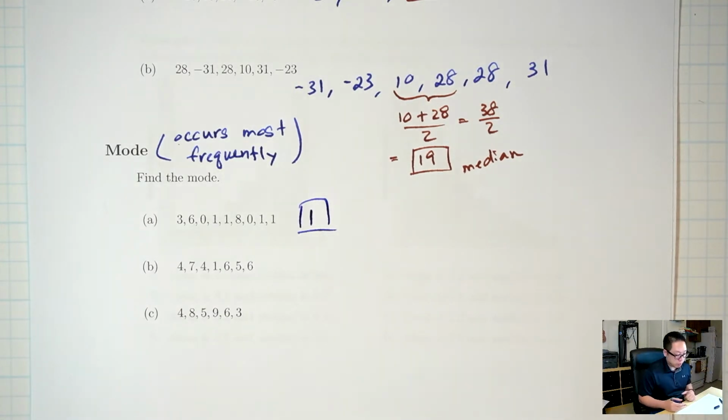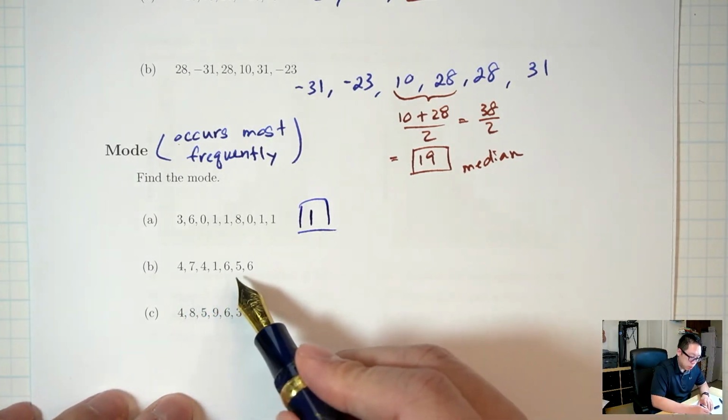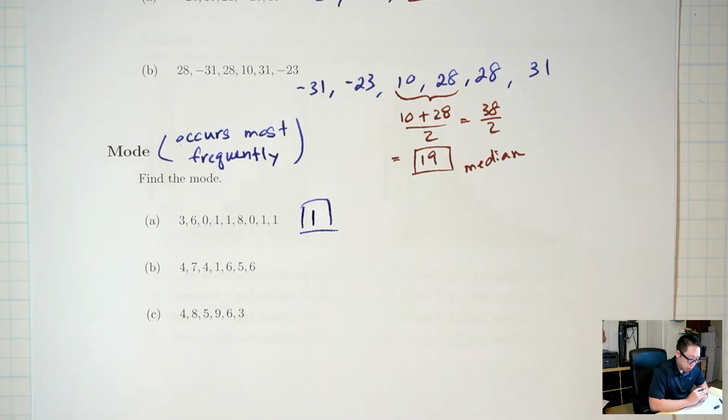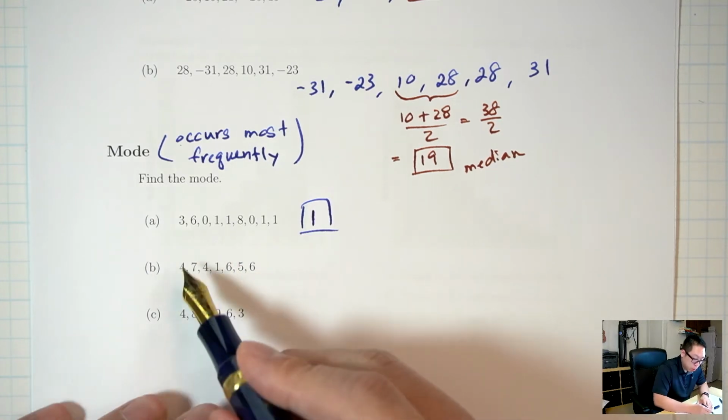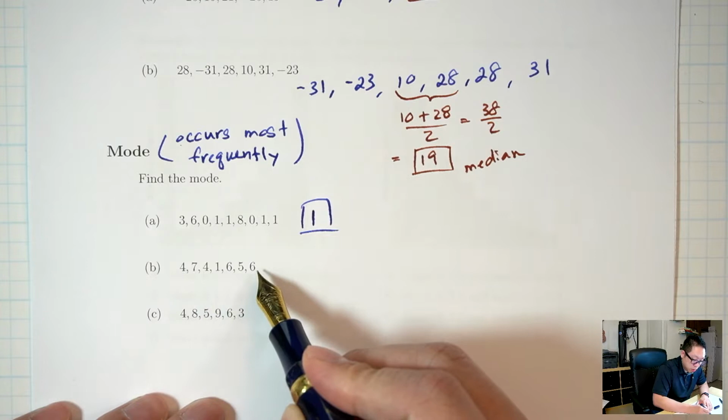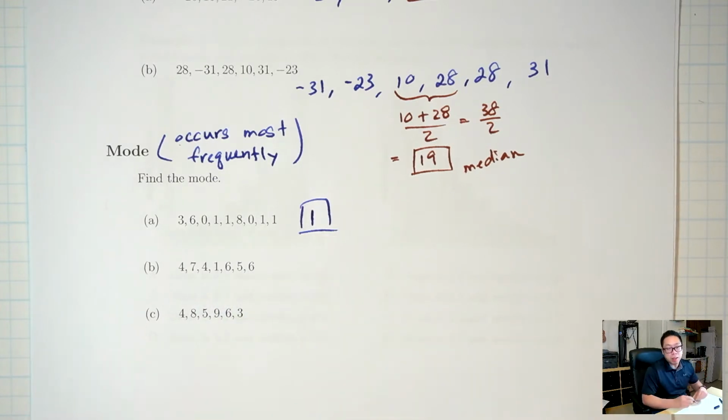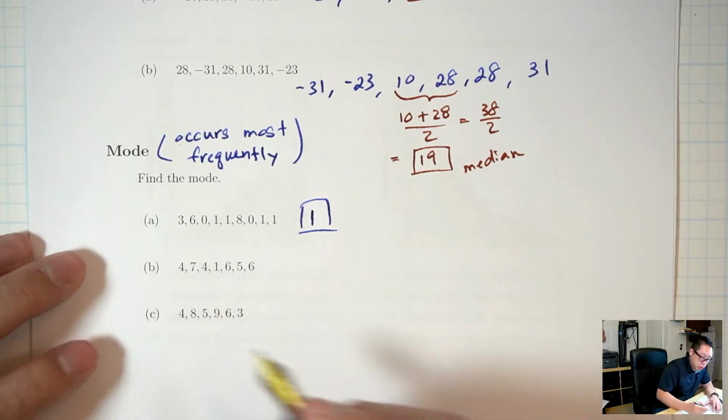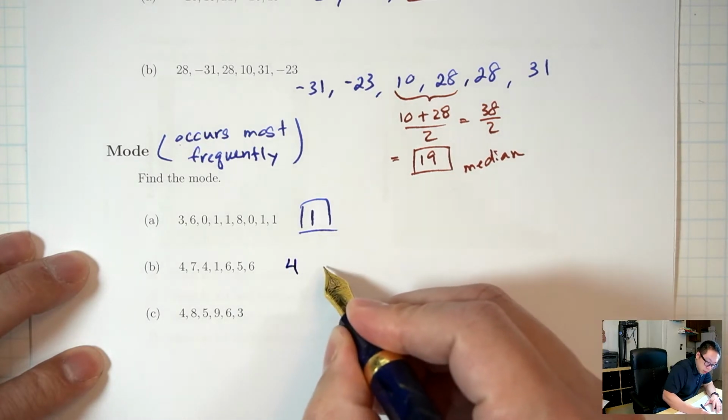Part B, 4, 7, 4, 1, 6, 5, 6. What data value occurs most frequently? Here we have a tie, right? 4 occurs 2 times, 6 occurs 2 times. So if there's a tie, then both of them are modes. So our modes here are 4 and also 6.